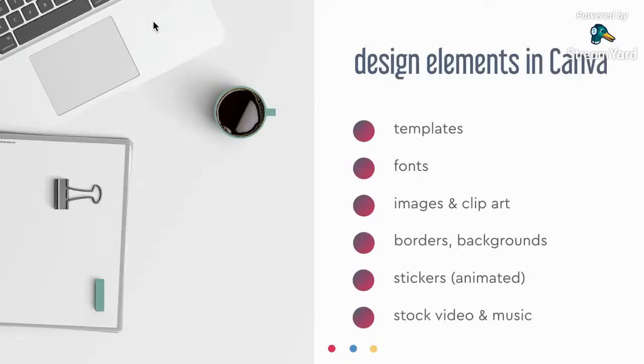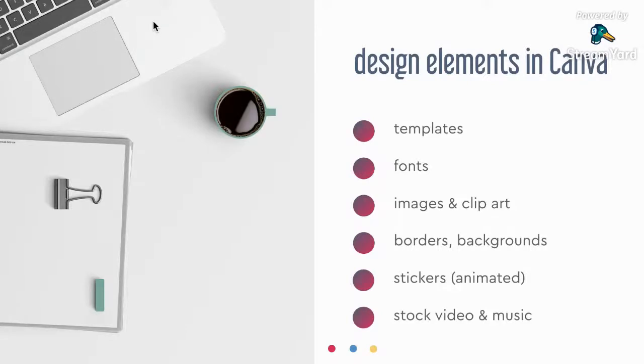I just thought I'd show you, this is the list of design elements that you have already inside Canva that you can use to create all these fabulous designs. So templates, like I mentioned, there are hundreds of templates for all sorts of different things. I haven't even been through the entire list of all the templates that they have because there are so many. If you search on their templates page, you can just type in things like CV, resume, and there'll be lots of examples of that you can use.